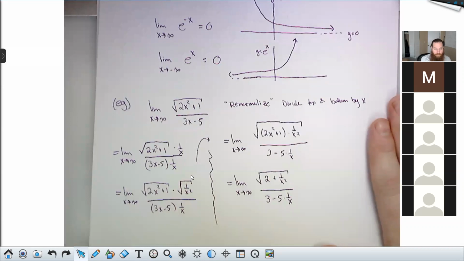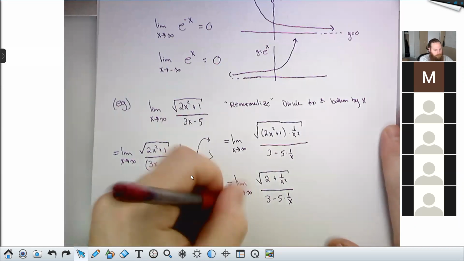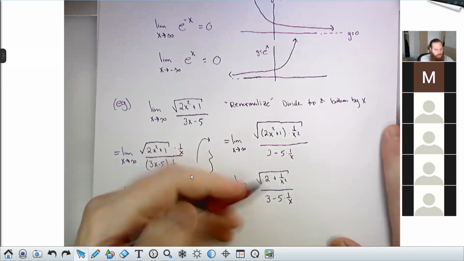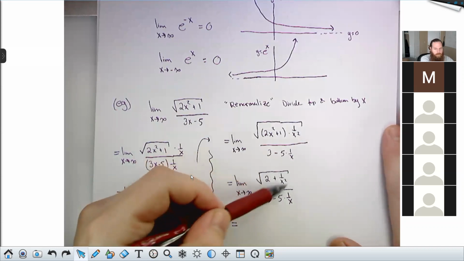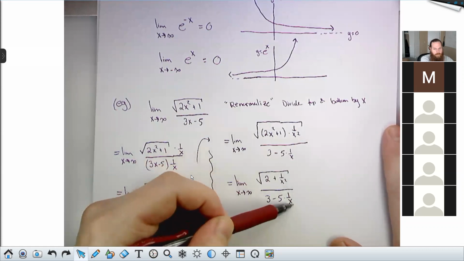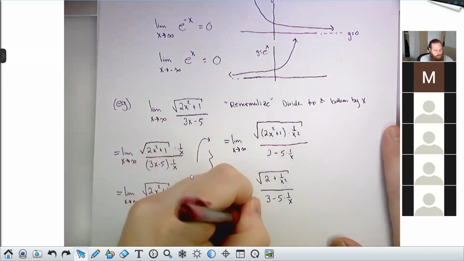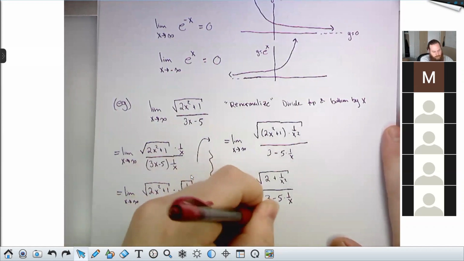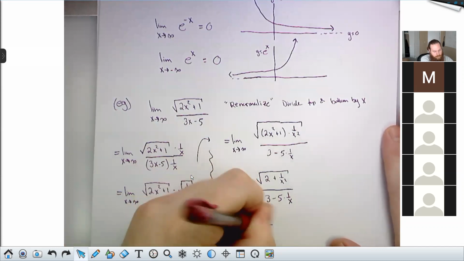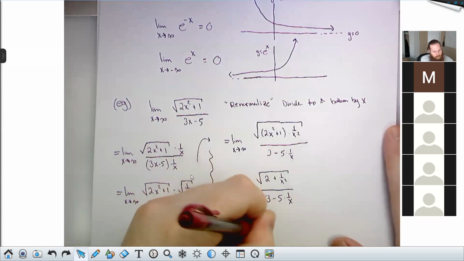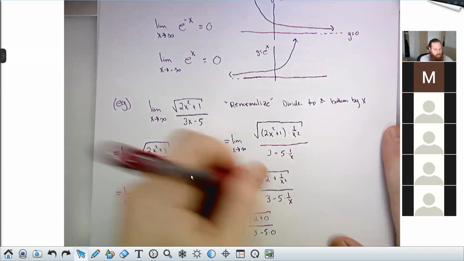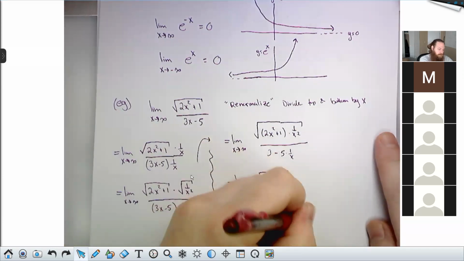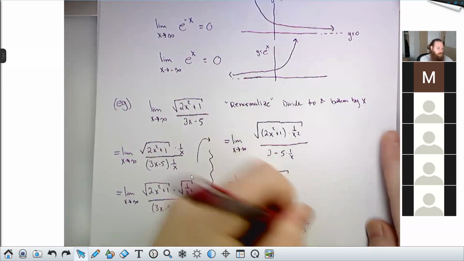And now, as x goes to infinity, what happens? This 1 over x squared is going to go to 0. This 1 over x is going to go to 0. So I'll have upstairs the square root of 2 plus 0 over downstairs 3 minus 5 times 0, which is the square root of 2 over 3.